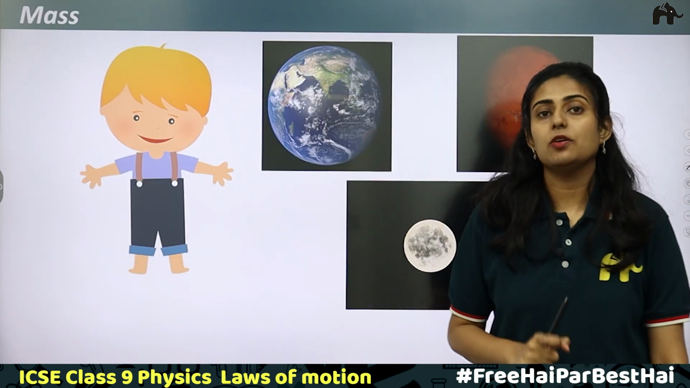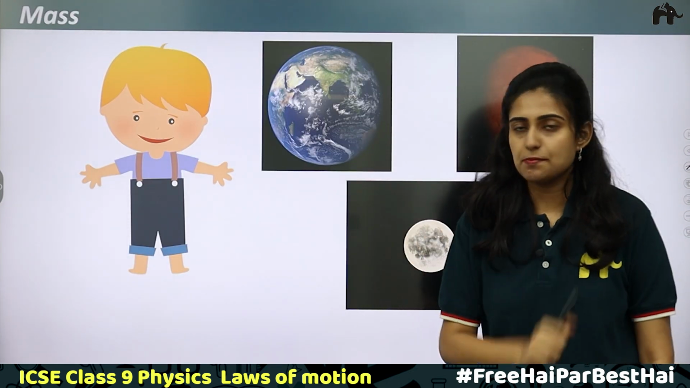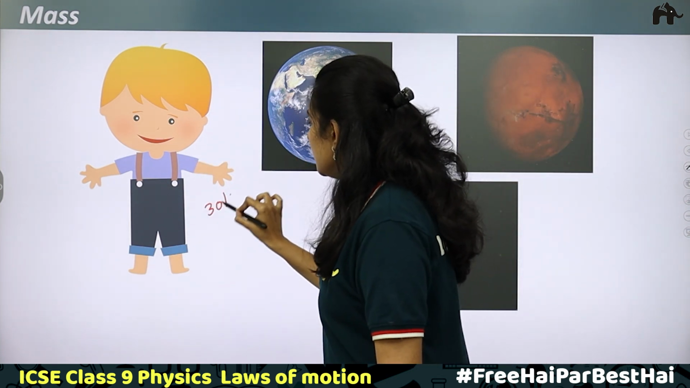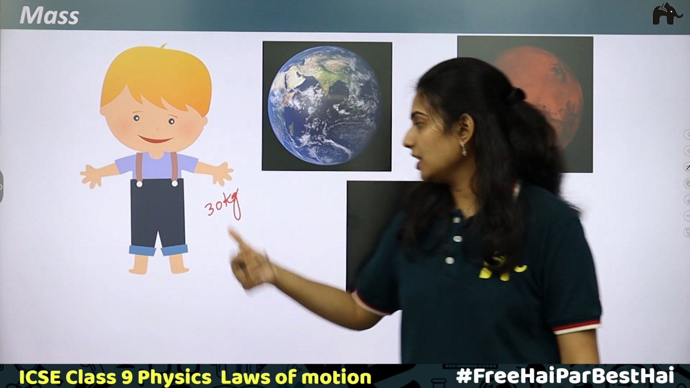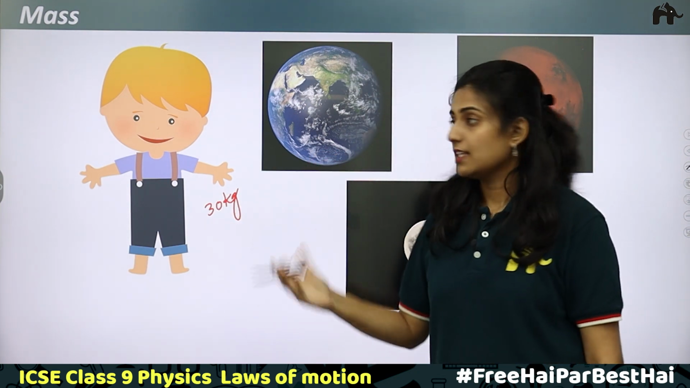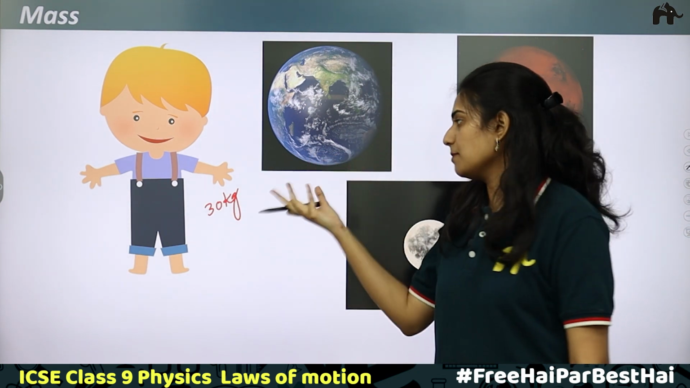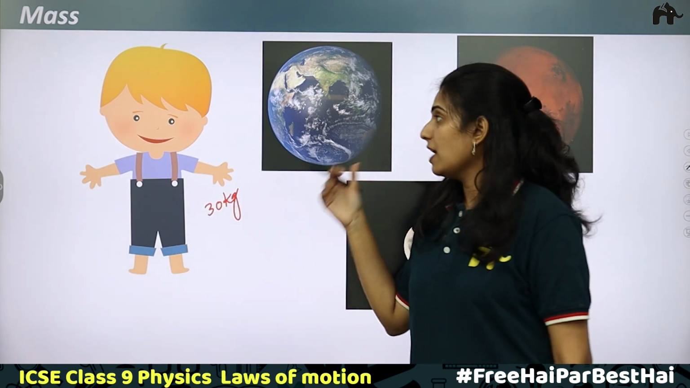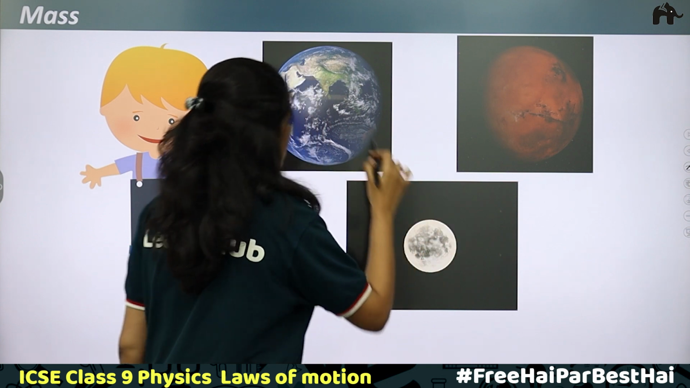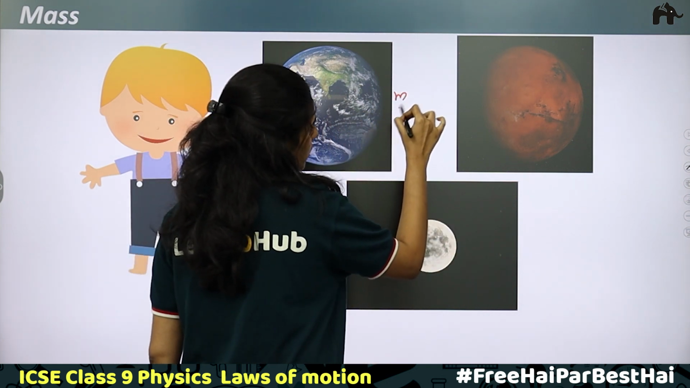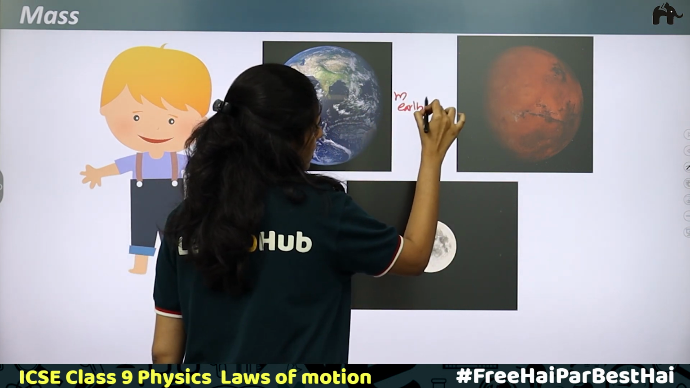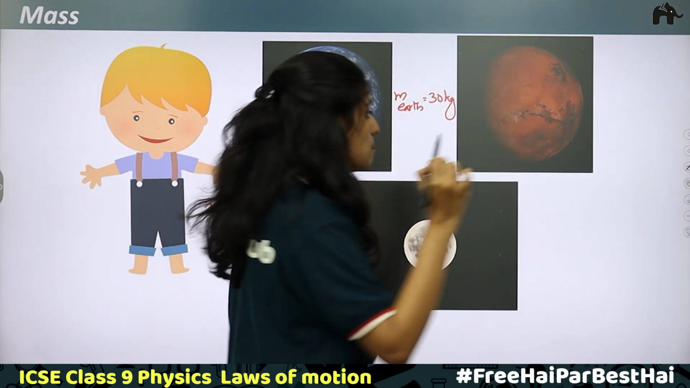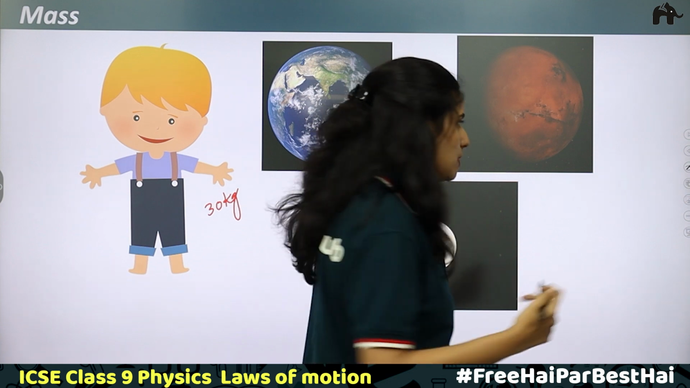Okay. Next, we are going to discuss mass. What is mass? Here we have a boy whose mass, let's say, is 30 kilogram. We have studied about mass, and the unit of mass is kilogram. The SI unit is kilogram, other units are gram, tons, etc. So the boy's mass is 30 kilogram. We are measuring it on the surface of Earth. When measured on the surface of Earth, we got the mass of the boy on Earth as 30 kilogram. Then he is taken to Mars and his mass is measured.